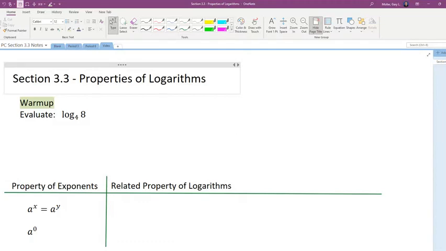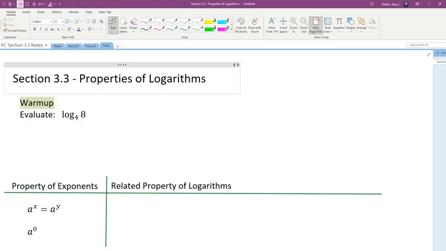All right, in this video, we're going to be talking about section 3.3, the properties of logarithms. We're going to try to do this pretty quick. To start, let's go ahead and focus on this warm-up. Why don't you go ahead and pause the video and see if you can piece together the answer to the log base 4 of 8.